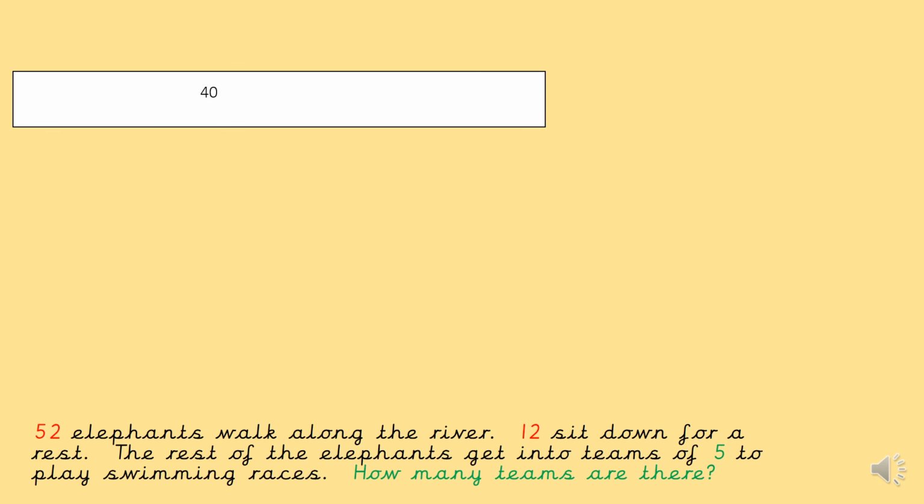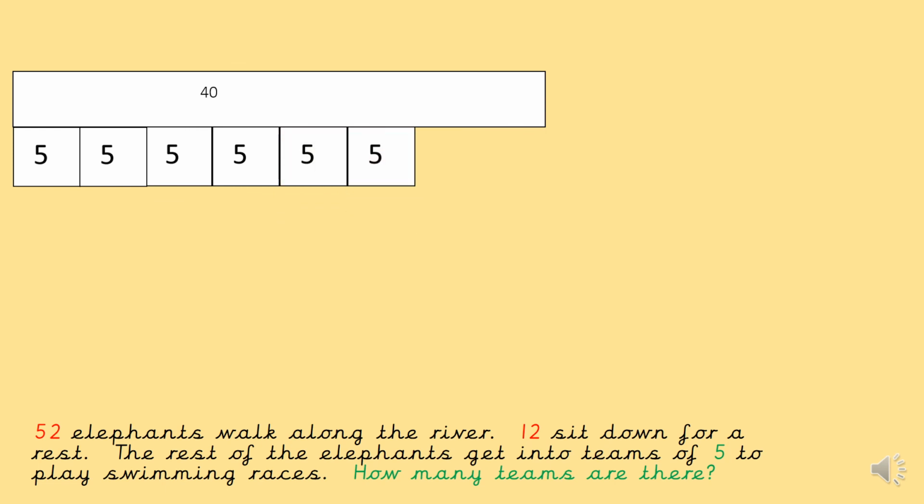Let's have a look at this one. So the first group of 5, the second group, we've got 5 and 5 is 10, another 5 is 15, 20, 25, 30, 35, 40. Now, how many groups do we have? Make sure you count them. So 40 divided into groups of 5 equals 8.